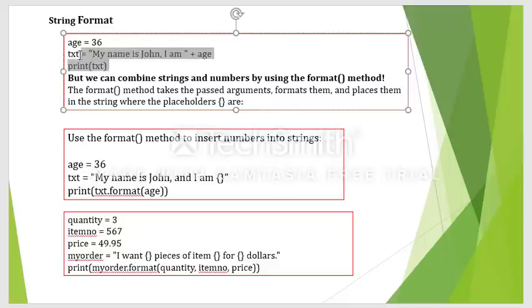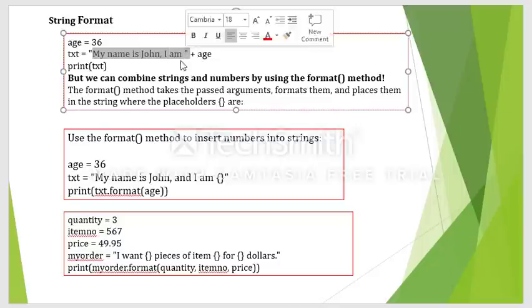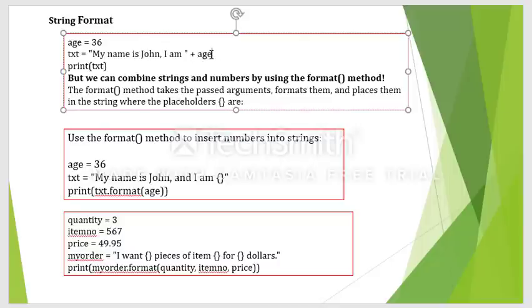Suppose you can see in the example in the top section, age is 36. I have defined a variable, and text is equal to a string: my name is John, and I am, using plus age. But age is a number. I cannot combine this number with a string. This total thing is called a string, and I am combining it with age, which is nothing but a number. It cannot be done. When you try to print text, that means print this variable txt, it will not give output. It will give an error.